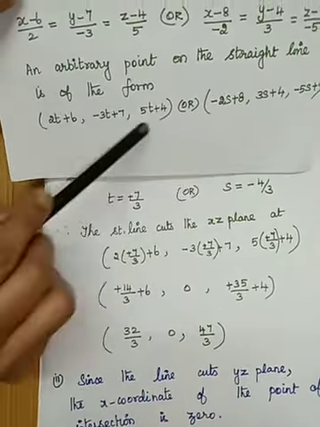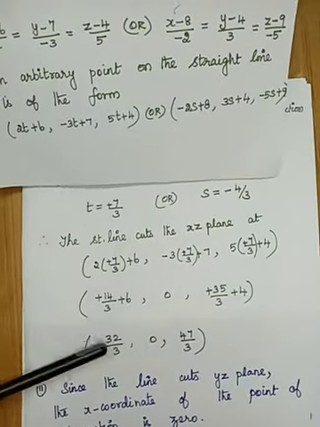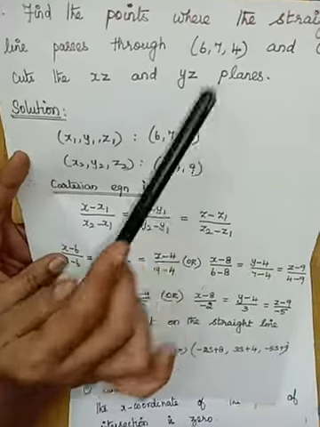When you multiply, it is 35 by 3 plus 4. Taking the LCM, which is 3, 4 becomes 12, and 35 plus 12 is 47 by 3. So this is the point at which the straight line cuts the xz plane. In the same way, here I have substituted the t value. You can also consider the s value and substitute it in this form, and you will get the same point. So the first subdivision, the xz plane, we have completed.